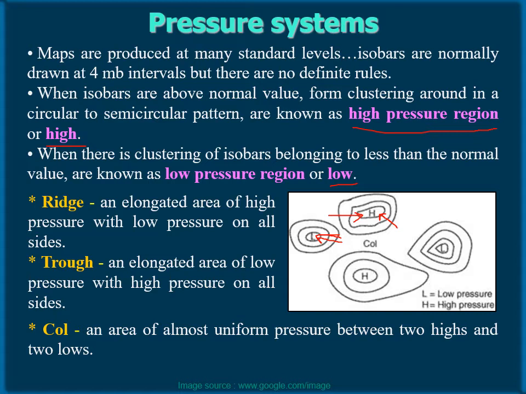Now there is also an area of almost uniform pressure between the two highs and two lows. This region having uniform pressure, bounded by the two highs and two lows, is known as a col.